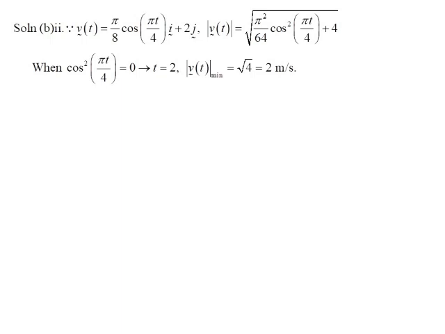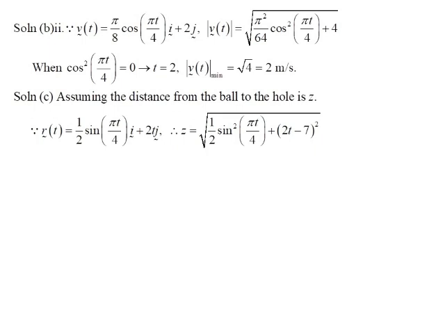Now, let's come to look at the question in part C. Here we assume the distance from the ball to the hole is z. Since r of t equals 1 over 2 multiplies sine of pi t over 4 i plus 2tj, the distance from the ball to the hole can be expressed as z equals square root of the sum of 1 over 2 times the square of sine of pi t over 4 plus 2t minus 7, all in parentheses squared.